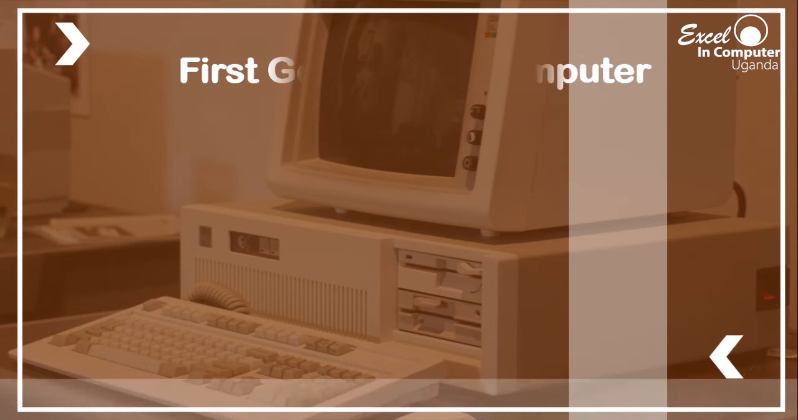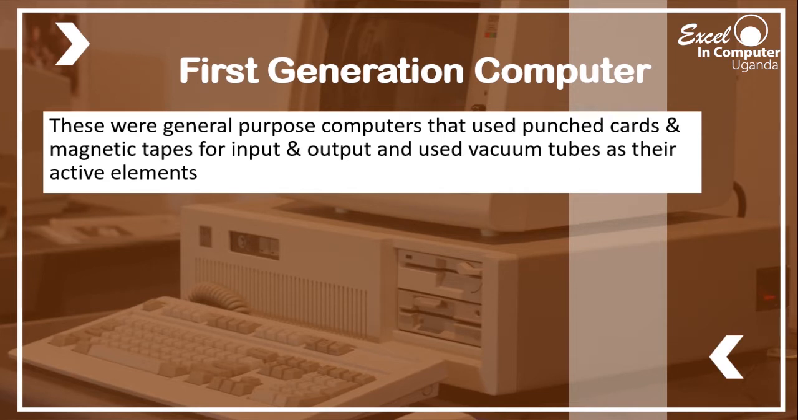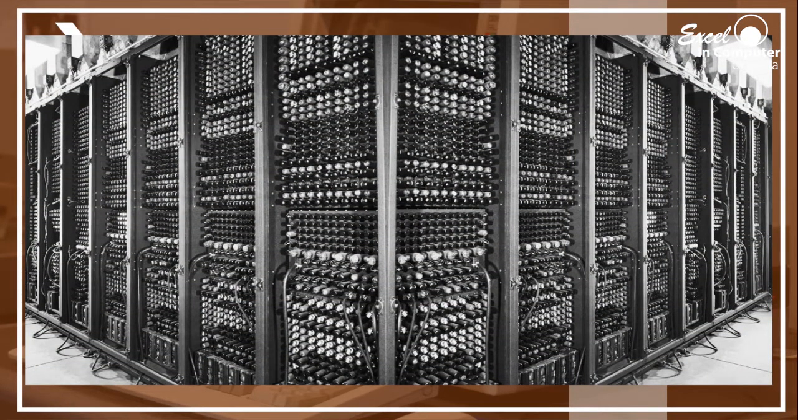So after we looked at the definition of computer generation, I'm going to go to the first computer generation. First generation computers were general purpose computers that used punched cards and magnetic tapes for input and output, and used vacuum tubes as their active elements. So we are going to have a look at an example of the first generation computer. So this is how the first generation computer looked like. It was very huge. It was filling a full room.